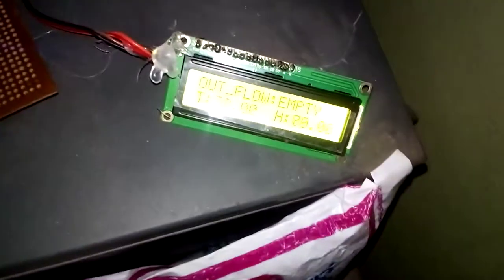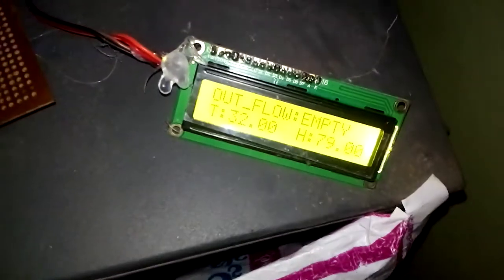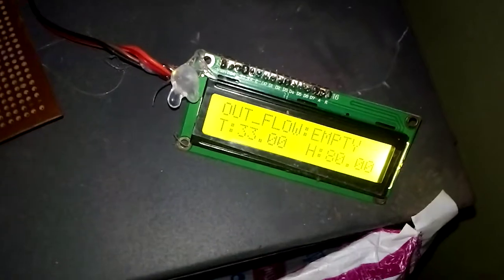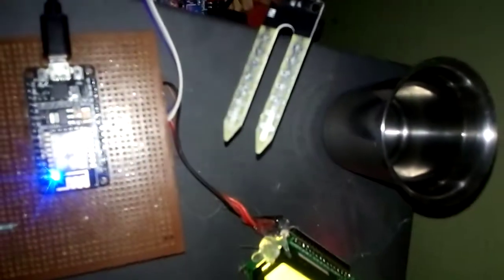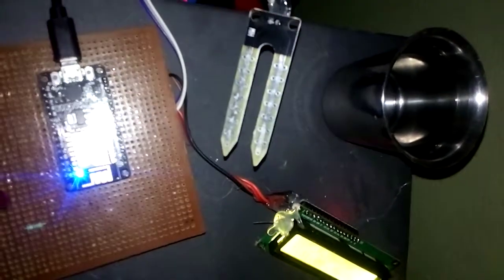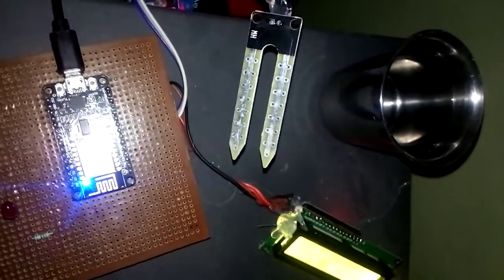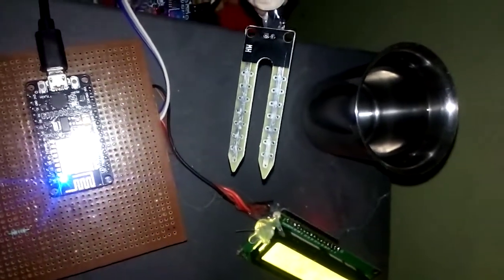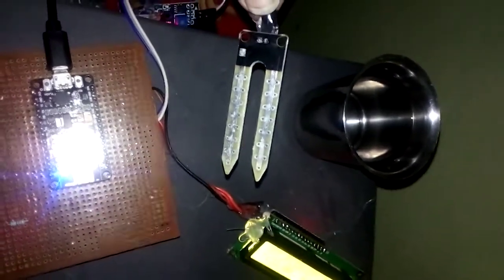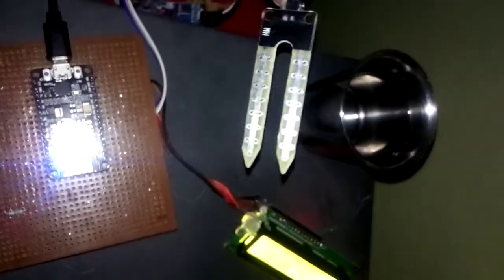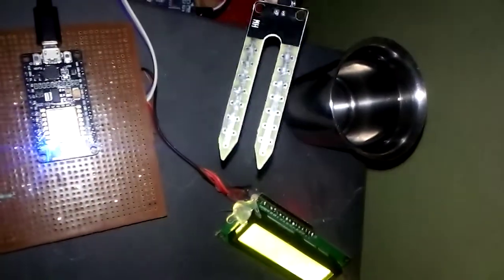See, this is an LCD display. It is showing outflow temperature and humidity. This is a sensor of water level because the floods occur due to the water, and the level of the water can be increased due to the rainfall. So like that it can be used. This is a water level sensor.